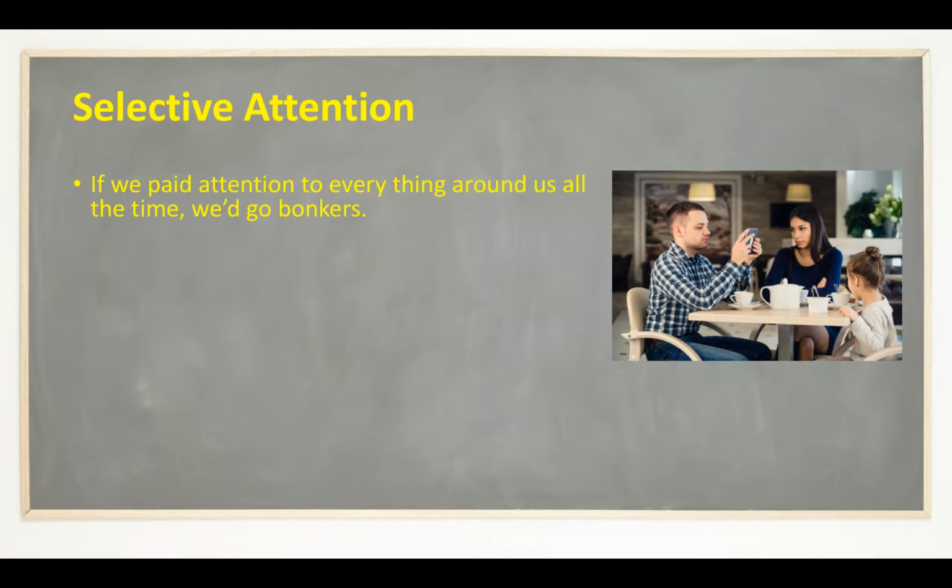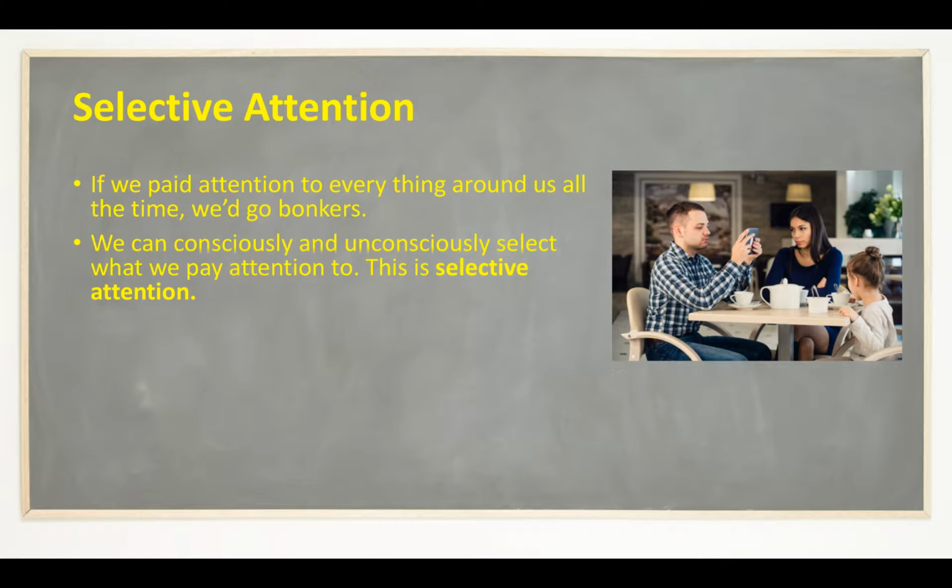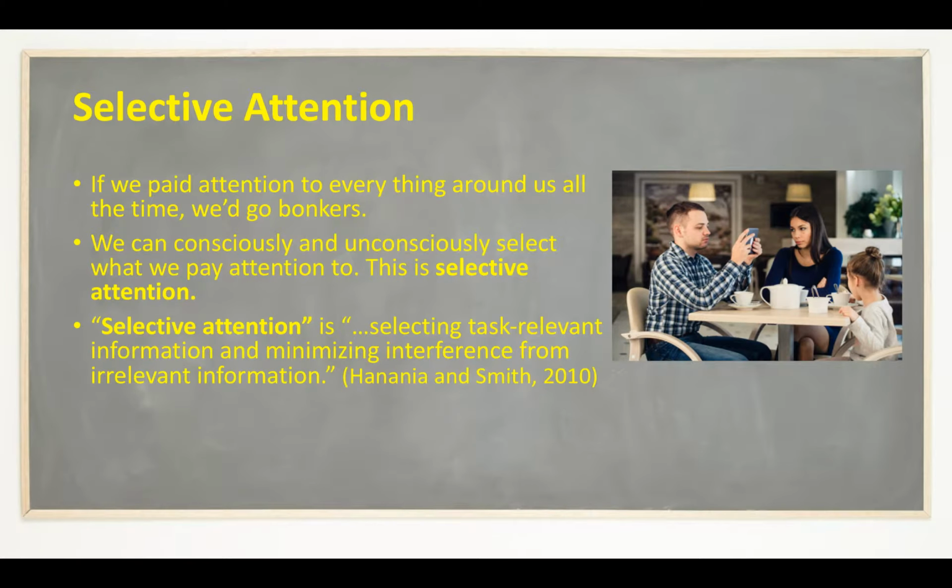All right, so a Kahoot to recap, pretty straightforward. A little bit of chalk and talk about selective attention and what that means, and the idea that our brains would overload and fry if we paid attention to everything around us. So we consciously, unconsciously select what we pay attention to, and that is selective attention. And here is a more technical definition, if you like.